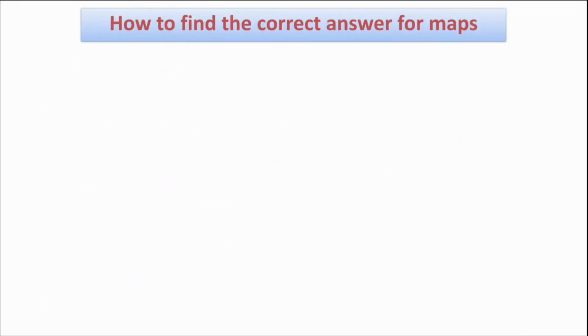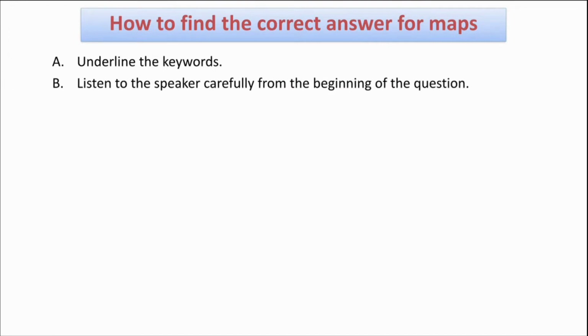Next, we will talk about how to find the correct answer for maps. There is a basic strategy which you have to follow in finding the answers in the listening test for map finding and diagram labeling. First is underlining the keywords. And second is listening to the speaker carefully before the beginning of the question. Now this is a simultaneous part. When you listen to the speaker, before that you need to mark the keywords in the question.